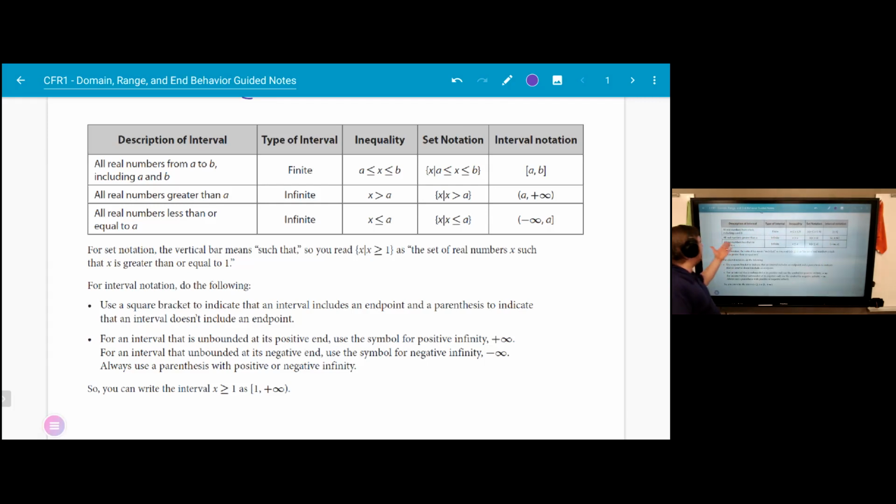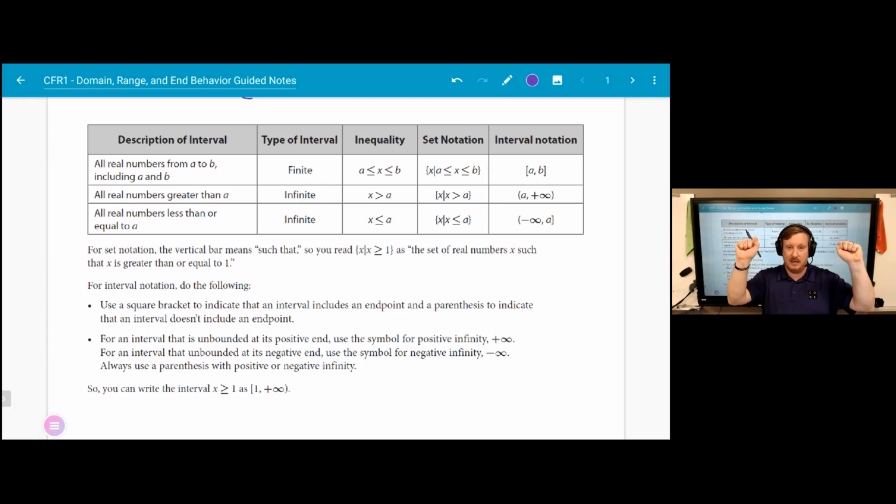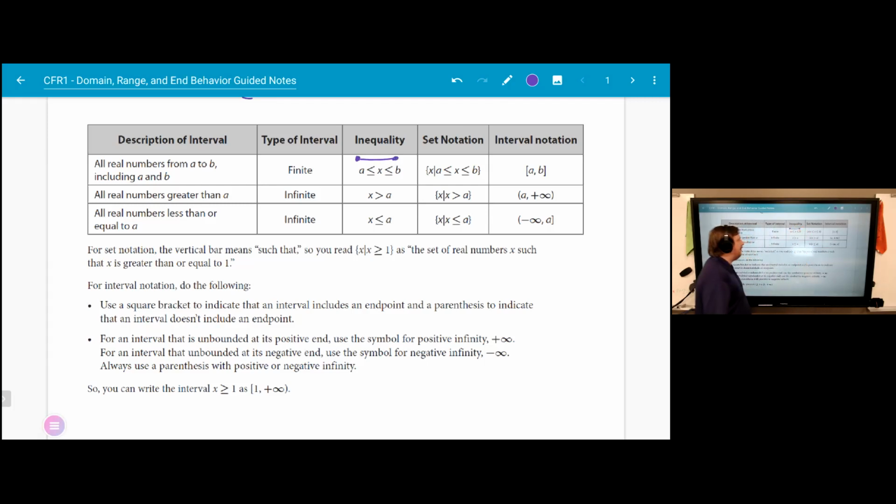If I have this here, all real numbers from A to B, including A and B, that means it could be A, it could be B, and it could go in between. A we would call included, B we would call included, and it could go in between. Remember that thing we talked about? Going in between and including, it would look something like that. From A to B, including A and B.